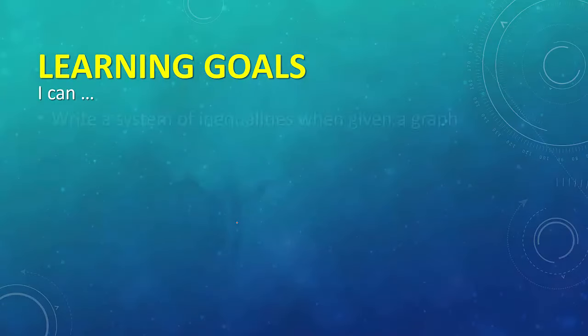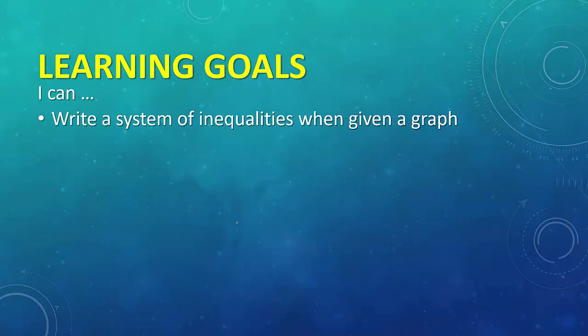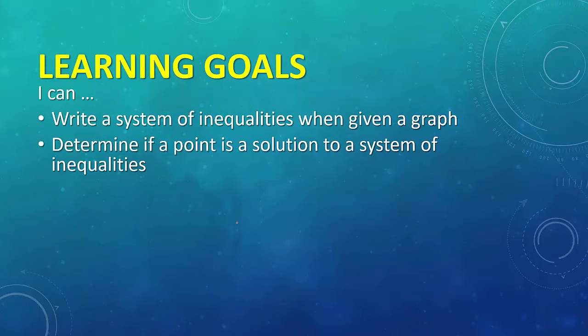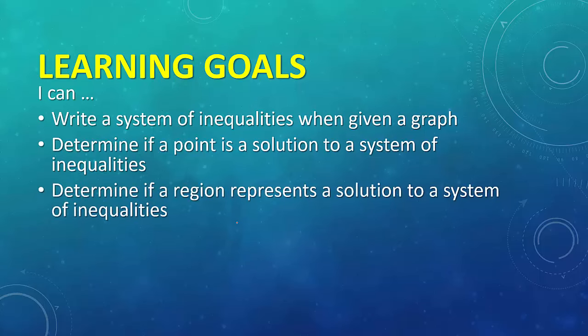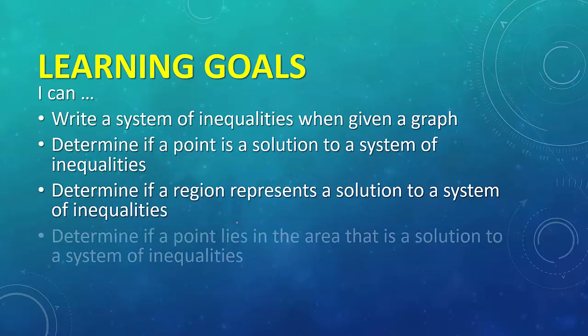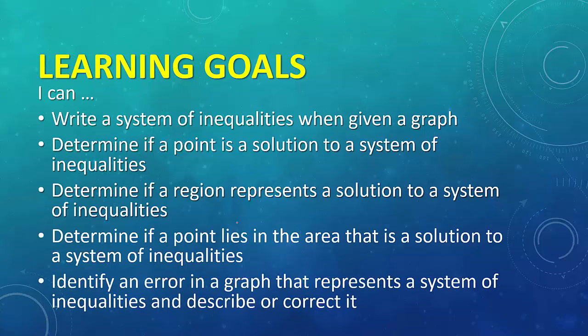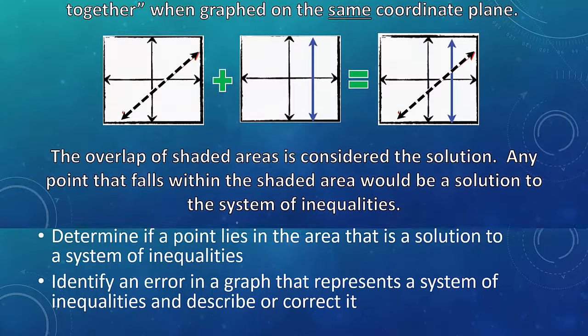So learning goals for this lesson: I can write a system of inequalities when given a graph, determine if a point is a solution to a system of inequalities, determine if a region represents a solution to a system of inequalities, and determine if a point lies in the area that is a solution to a system of inequalities. And finally, identify an error in a graph that represents a system of inequalities and describe or correct it.